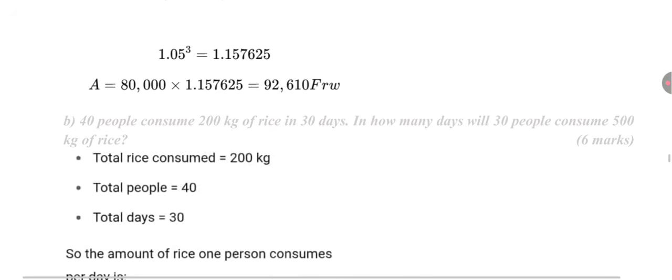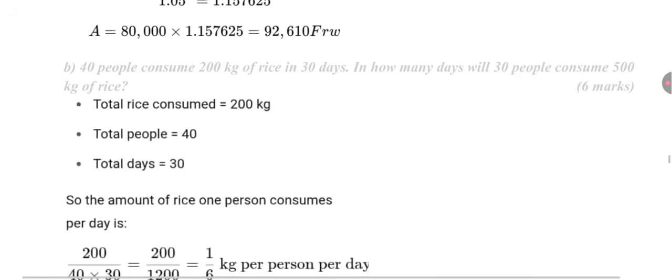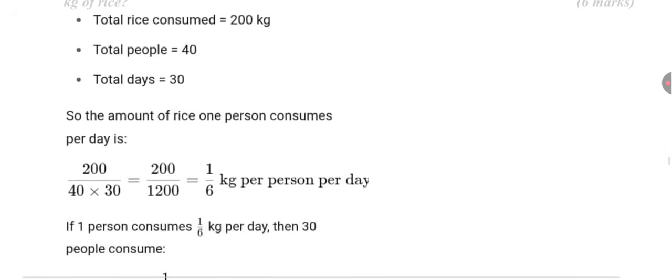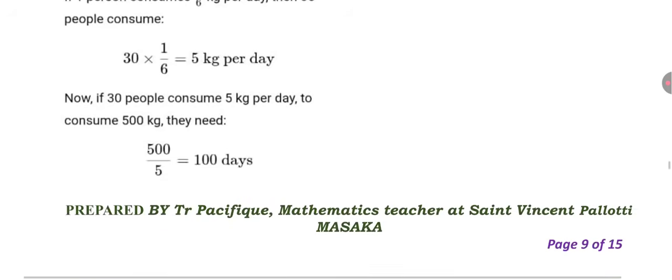And we have B, where 40 people consume 200 kilograms of rice in 30 days, and we are asked how many days will 30 people consume 500 kilograms of rice. It is a direct proportion where you take total rice consumed, total people, and total days, and you do the proportions. So this is the right answer.